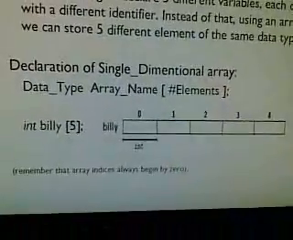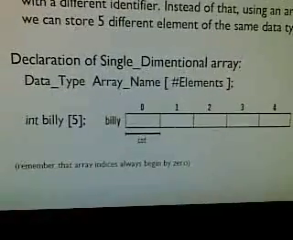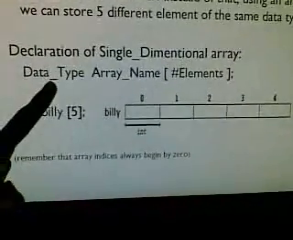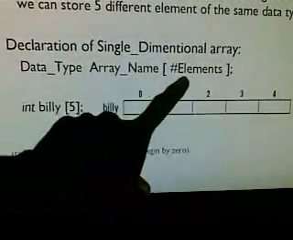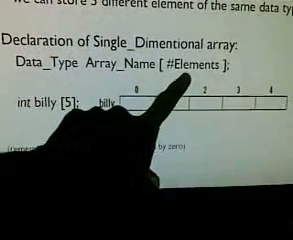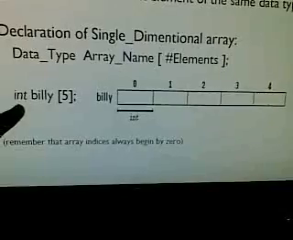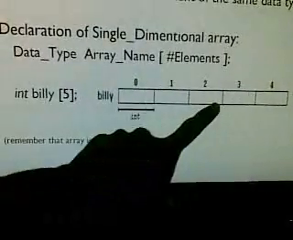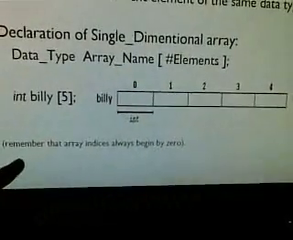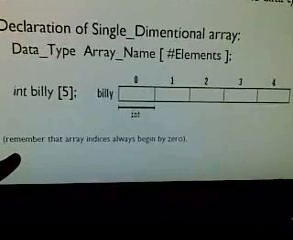Syntax of declaration of a single dimensional array: data type, array name, and inside the brackets is the number of elements. This is an example of a single dimensional array, and this is the illustration. Remember that array indices always begin at 0.